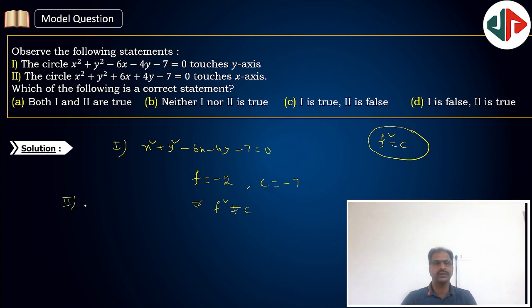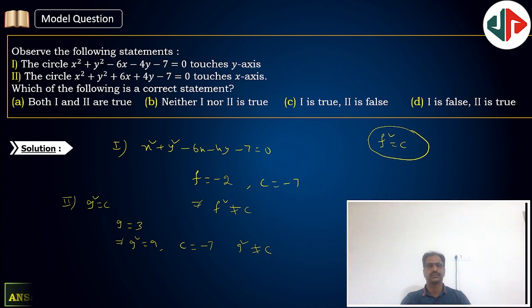What is the condition for a circle to touch the x-axis? It means g square should be equal to c. Now what is g for the second circle? g is 3. This implies g square is 9. c is minus 7. Again g square is not equal to c. So the circle doesn't touch the x-axis. So both the statements are false. Option B.